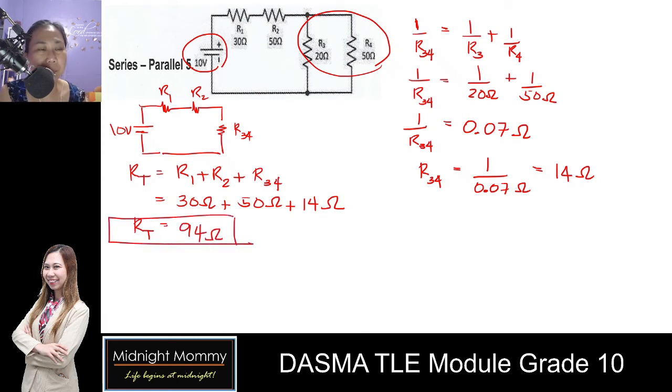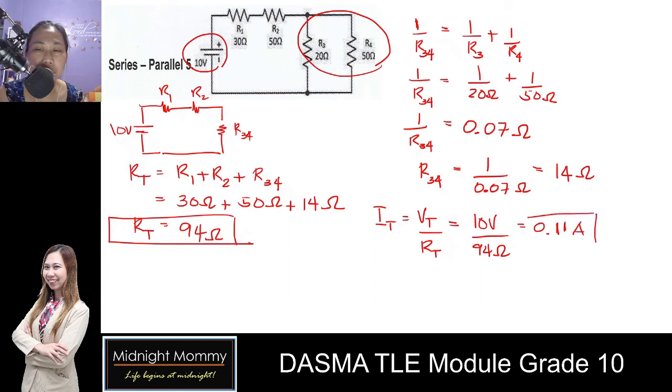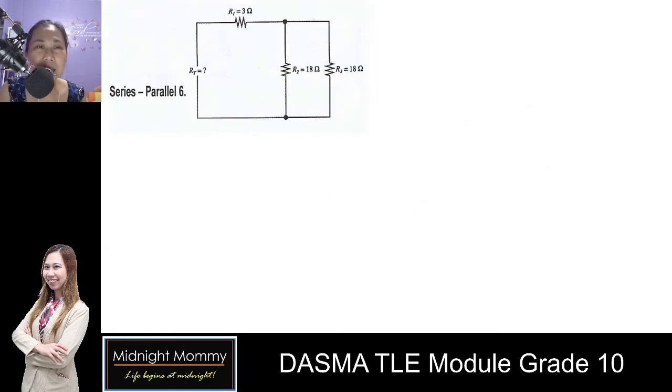Okay? And then finally, para masagot natin yung total current, so yan ay total voltage over total resistance. So substitute ulit natin, meron tayong 10 volts dito. So 10 volts divided by 94 ohms. Makukuha natin sagot dito is 0.11 amperes. Yan. So, ni-round off ko na lang po kasi sa calculator, that's 0.107.